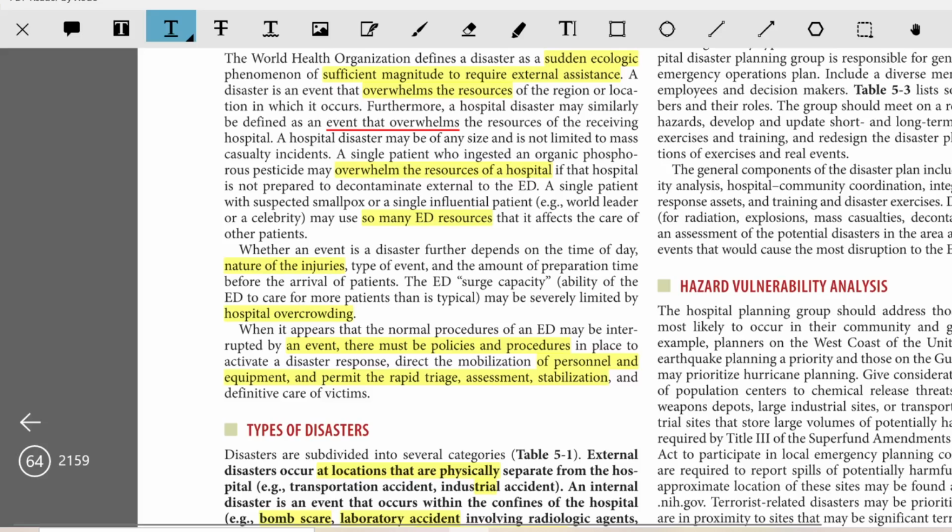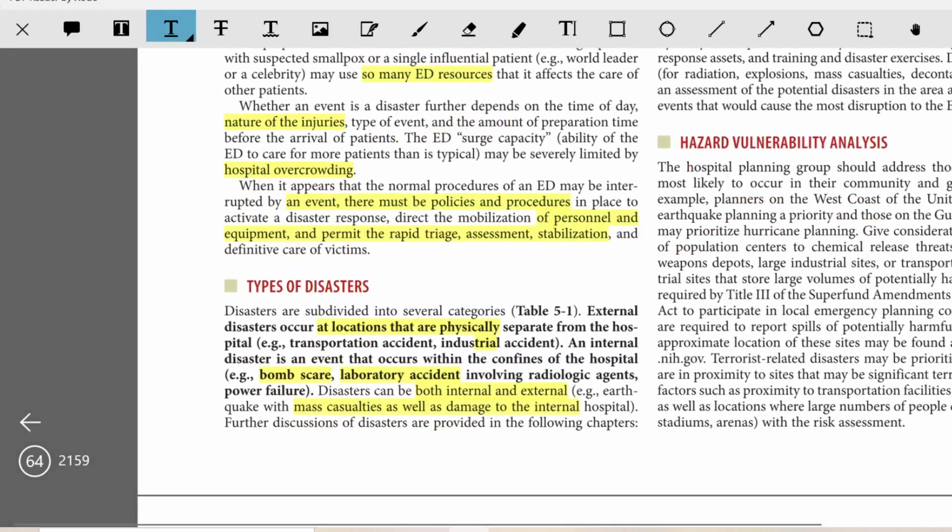When it appears that the normal procedures may be interrupted by an event, there must be policies and procedures in place to activate a disaster response, direct the mobilization of the personnel and equipment, and permit the rapid triage, assessment, stabilization, and definitive care of the patients.